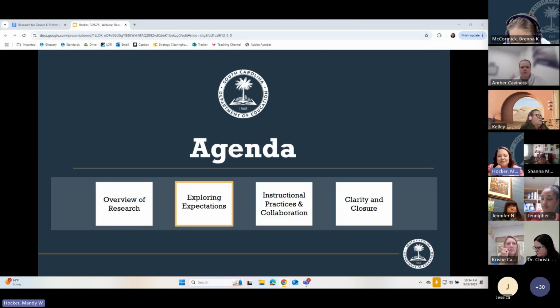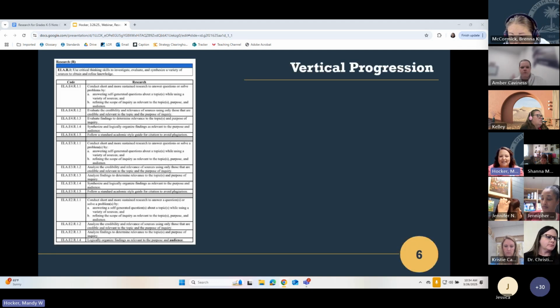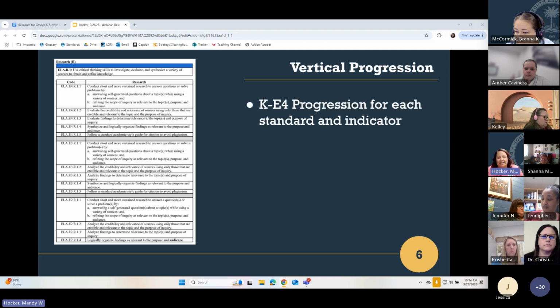All right, let's move into part 2. We're going to take a closer look at some indicator expectations. If you have been with us any length of time, you've seen this. This is our vertical progression. This is in Appendix B of our standards document, and it is a kindergarten through English 4 articulation of our standards. So for research, it does look a little different.